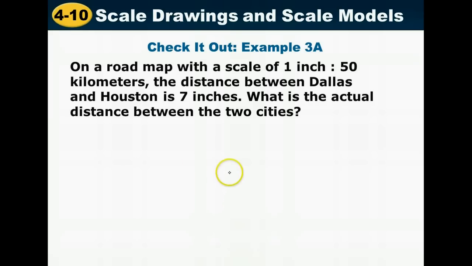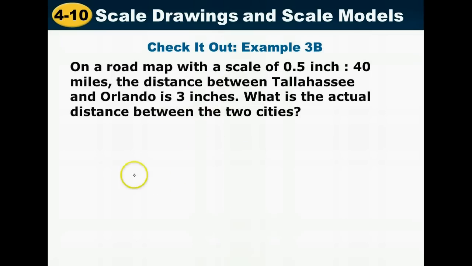All right, welcome back. Hopefully, you guys are getting a hang of it here. Here we are comparing inches to kilometers. So for every 1 inch on the map actually represents 50 kilometers, and we need to find what 7 represents. So this is really just 7 times 50. All right, go ahead and try this one.